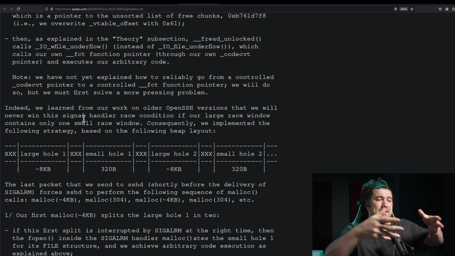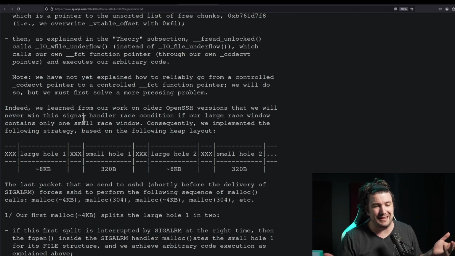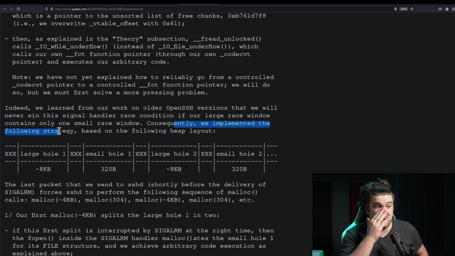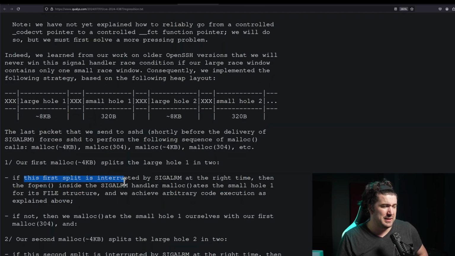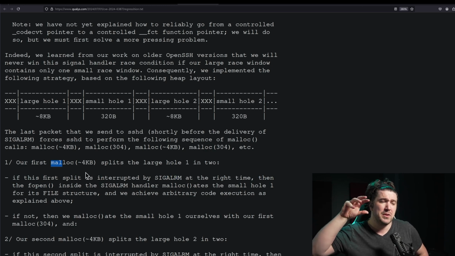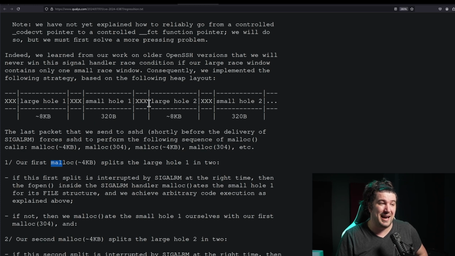So basically what they're saying here is that, well, in theory it could happen. In practicality, it won't. If our large race window contains only one small race window, it's just probably not going to happen. Consequently, we implemented the following strategy based on the following heap layout. So it looks like they're just doing it multiple times. The last packet that we send to SSHD shortly before the delivery of SIGALRM forces SSHD to perform the following sequence of mallocs. They just do it multiple times, right? If this split is interrupted by a SIGALRM at the right time, then fopen. So basically, they just do the malloc multiple times. They set it up to happen multiple times so that they can basically try to time it multiple times, right?